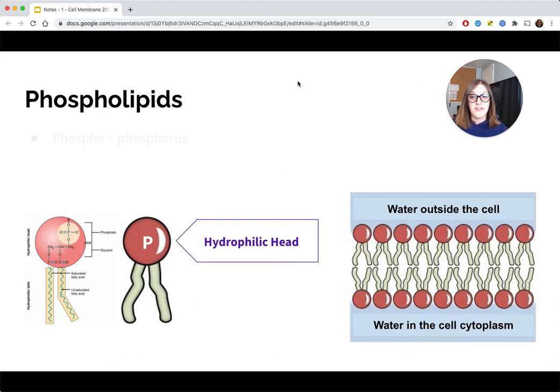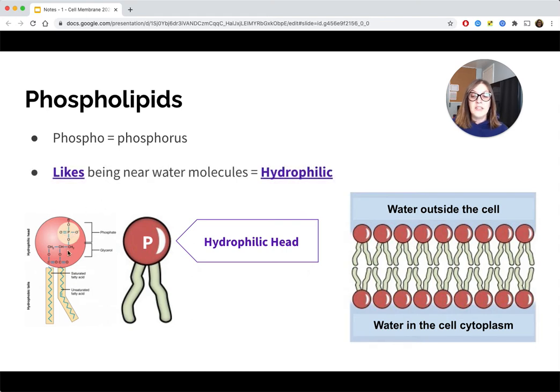Let's break it down in half. One part of the phospholipid represents an area of the molecule that has a phosphate group, which basically means that there's a phosphorus atom surrounded by oxygen atoms. This area of the molecule likes being near water, which means it is called hydrophilic. The prefix hydro means water, and the suffix philic means likes. So this area that I think looks like a balloon, I call the head region. Imagine there's a smiley face here. It's the head region of this molecule, and it is hydrophilic. It likes being near water.